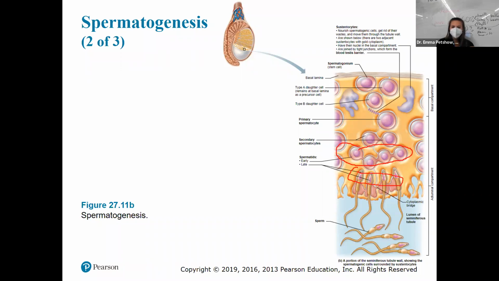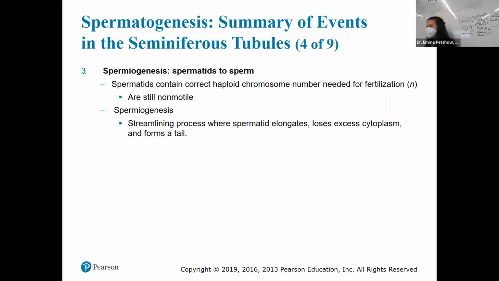So our next step is spermiogenesis. That's when our spermatids become fully developed sperm. Our spermatids are still haploid, which is the correct chromosome number needed for fertilization. They're all non-motile at this point when they're spermatids. Through spermiogenesis, they elongate, they lose excess cytoplasm, and they form a tail. So they really become that process where they have that head that's pointed, that body, and that tail. And that's from losing excess cytoplasm. So they become from the circle to an actual fully developed sperm.